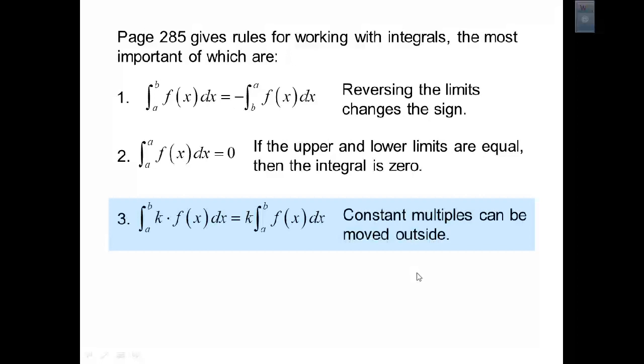All right. The third one says that if we have a constant multiple inside of our integral, we can actually move that outside, much like we did with the limits. So the integral from a to b of k times f of x dx, if k is a constant, we can move that k outside so it doesn't clog up or make our integral, our antiderivative that we're looking for, seem to be any more difficult than it actually is.